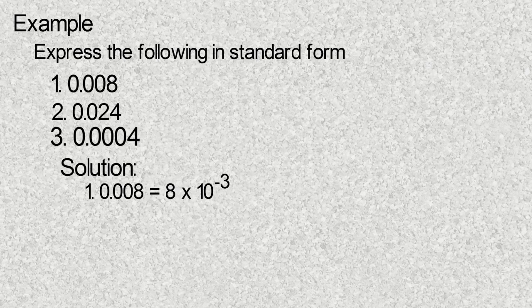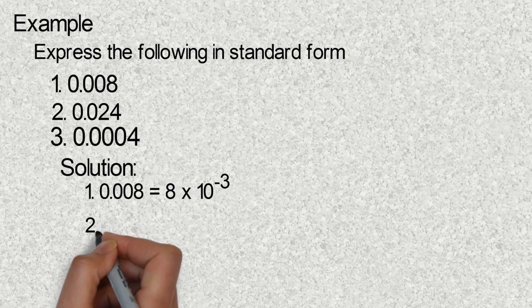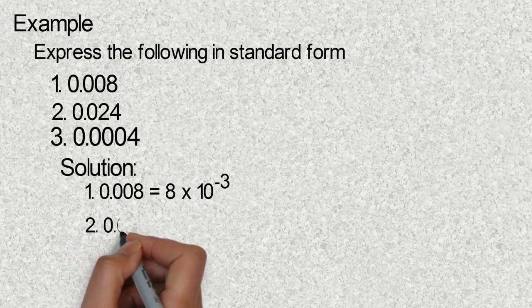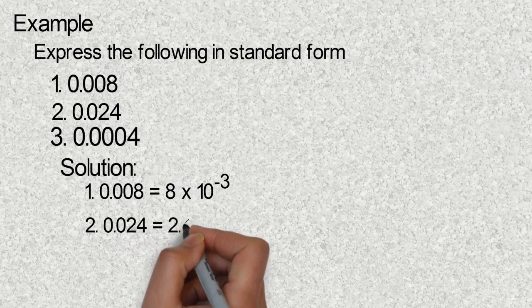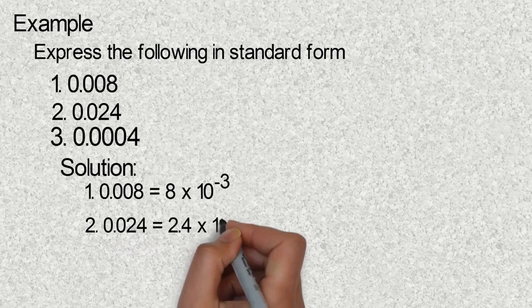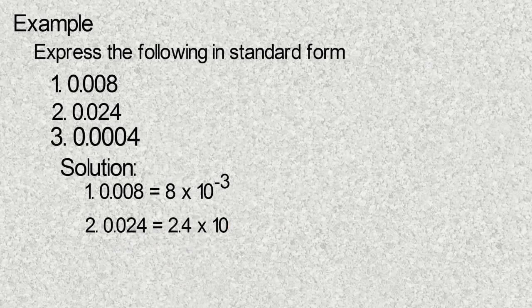So I now have 8 times 10 raised to power minus 3. Also for the second one, I have 0.024. I count again till I reach the first non-zero digit. So I count the first 0, then I have 2. So my decimal point will shift to the front of 2. How many places have I counted now? I've counted 2 digits. So my answer will be 2.4 times 10 raised to power minus 2.